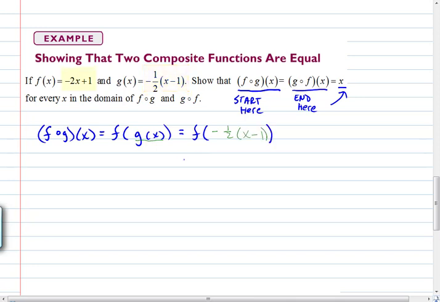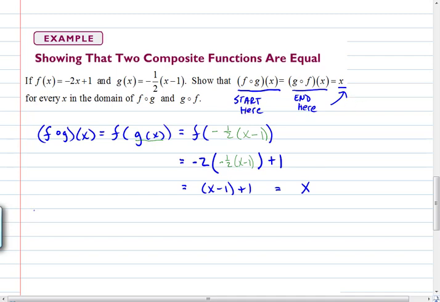So now we go to our function f, and f says you take -2 times something and add 1. Well, what am I going to put right here in the place of the x in my function f? -1/2 times x minus 1. Well, what's -2 times -1/2? That's going to be 1. So that's going to give us x minus 1 plus 1. And what does that equal to? Yay, we started there. We showed it was equal to that.